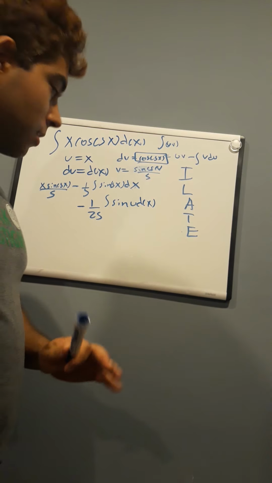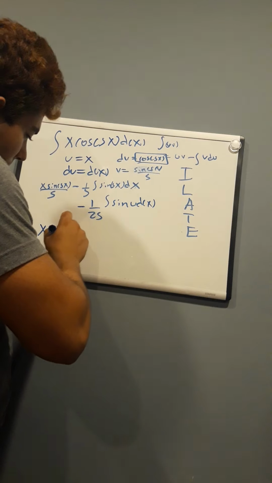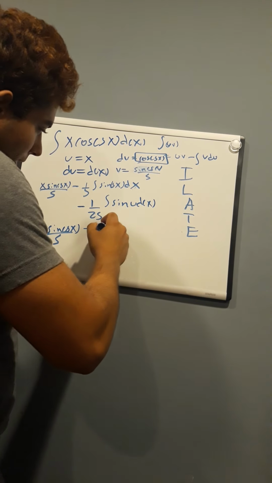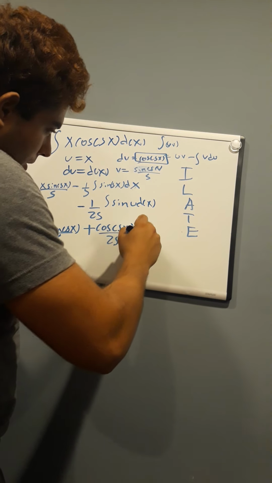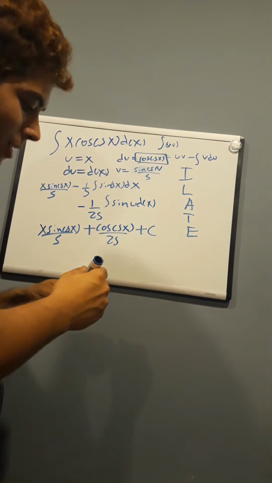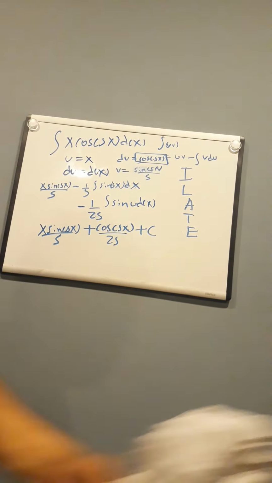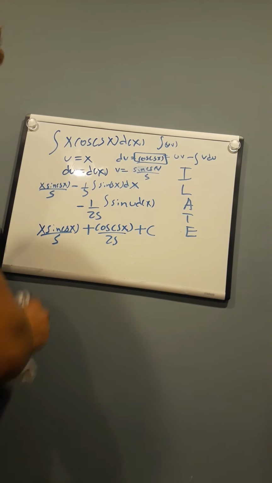Get that? Good. So x sine 5x all over 5 plus, because of that other negative that comes up, cos 5x all over 25, and don't forget your plus C. That's how you handle that one. I'll give you guys some time to take a look at it so that we're on the same page. Alright.